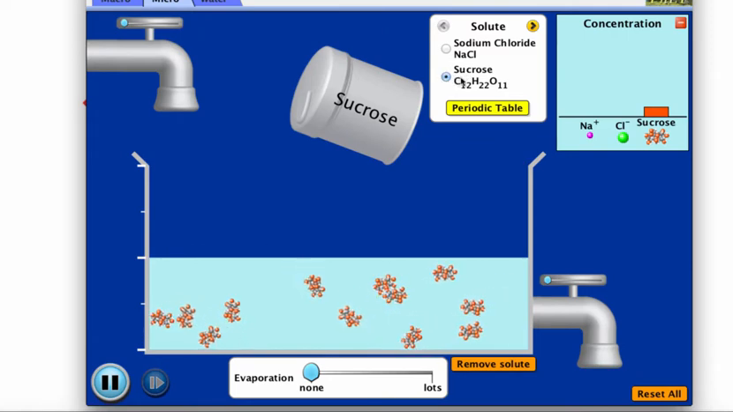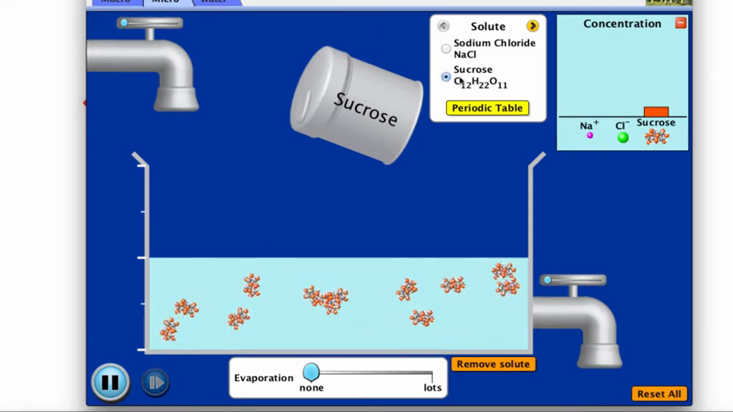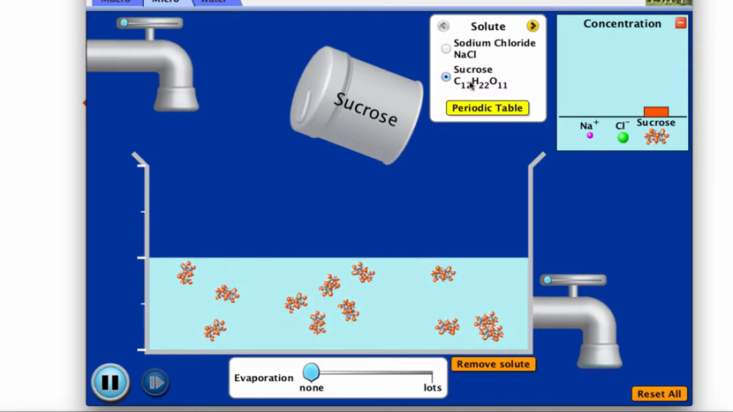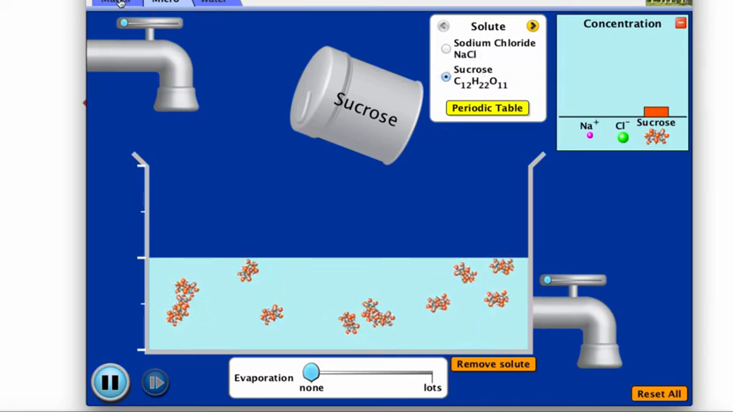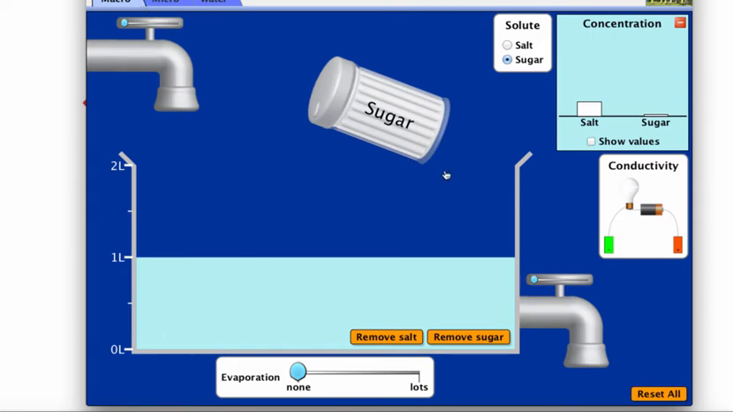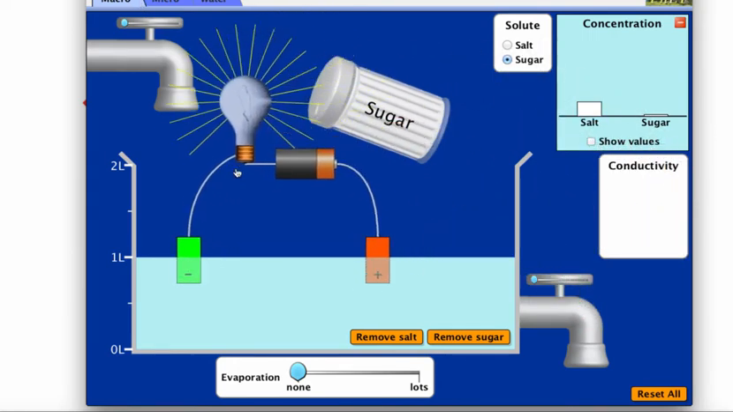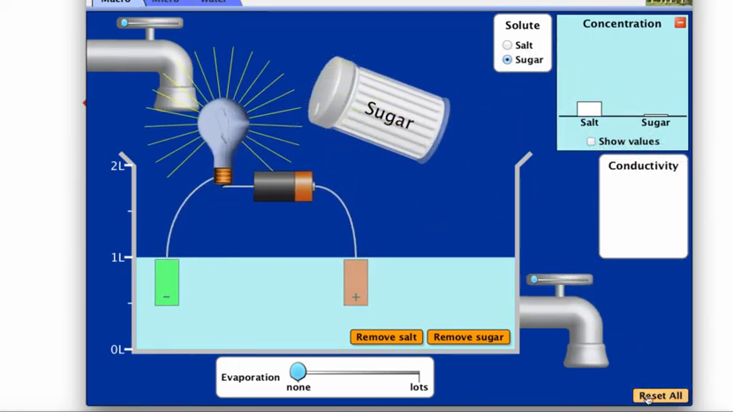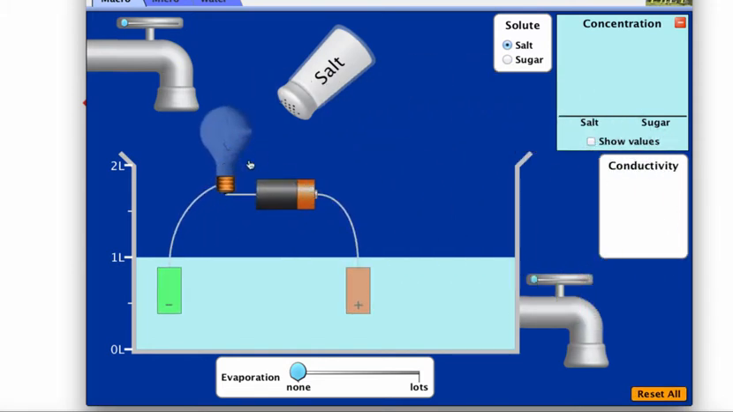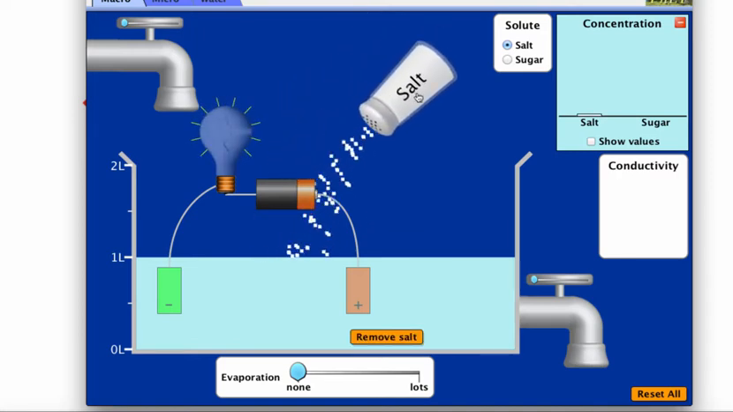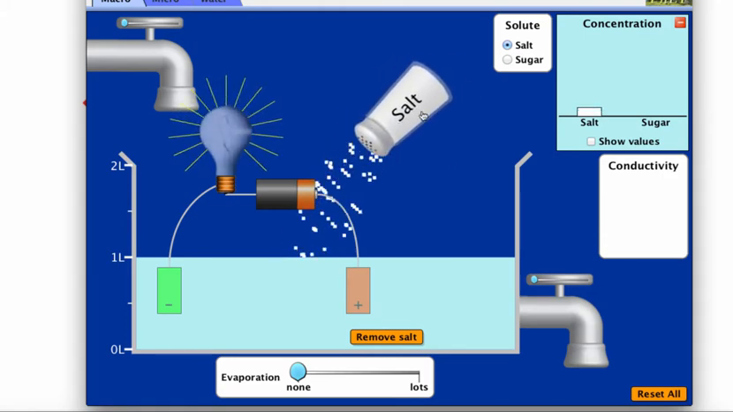Remember, sucrose is more of a covalent compound, a polar covalent compound, but a covalent compound nonetheless. Sodium chloride is an ionic compound. And this brings us to a unique phenomenon that we see. If I bring over my little conductivity tester and reset it, notice that pure water does not conduct electricity. If we add an ionic compound, like salt, to it though, that solution conducts electricity.